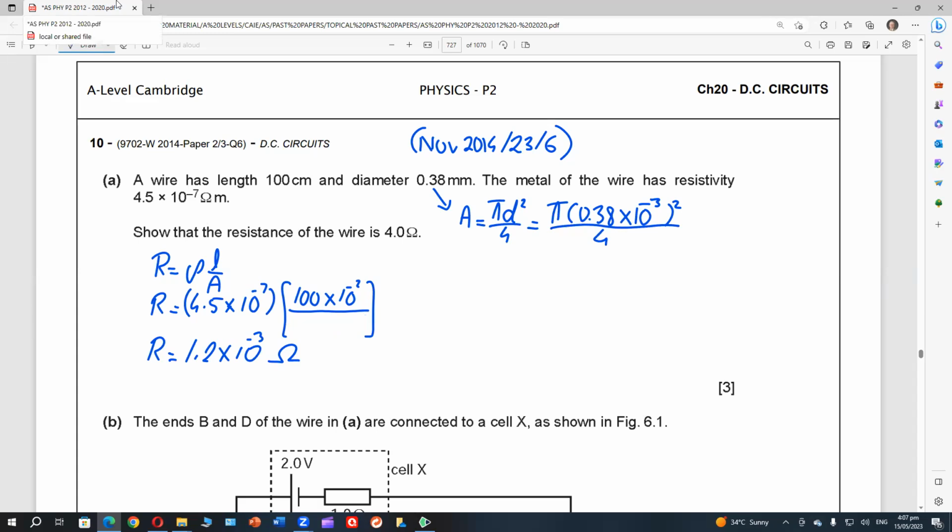Now, this is the formula for area. And we should first find the area. Area is 1.13 into 10 power minus 7.